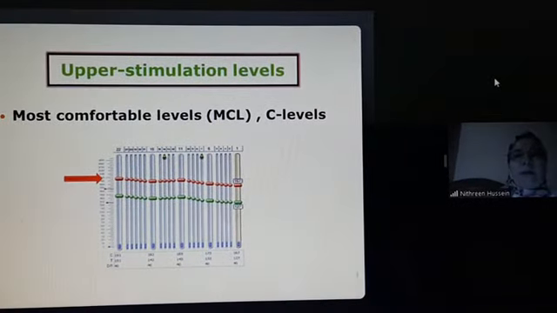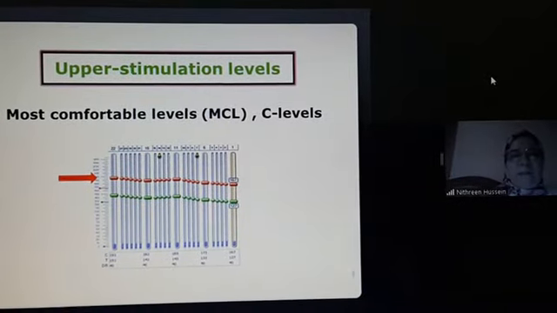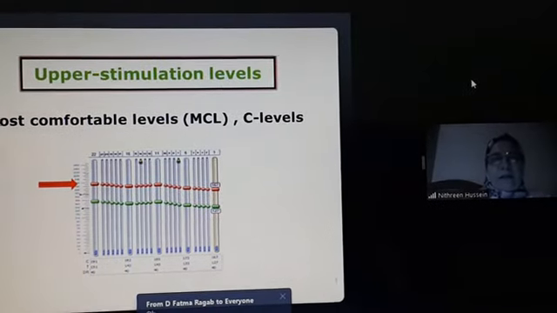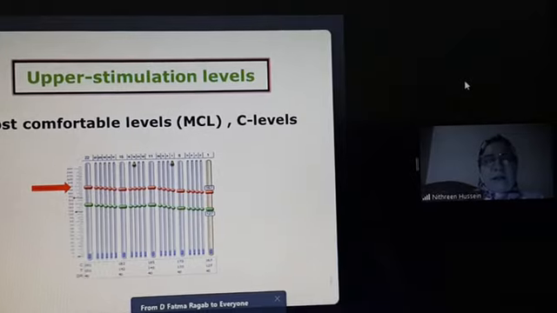Now we go to the upper stimulation level, or the C level, or the most comfortable level. Here in Cochlear software it is represented by the red dots.